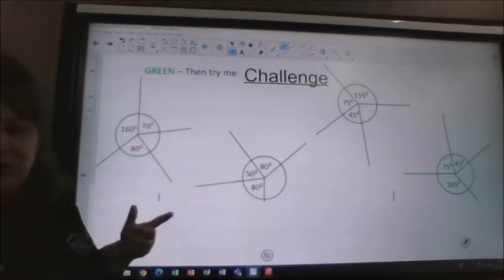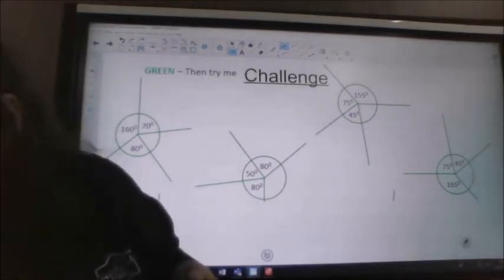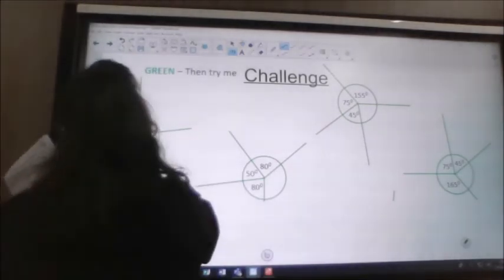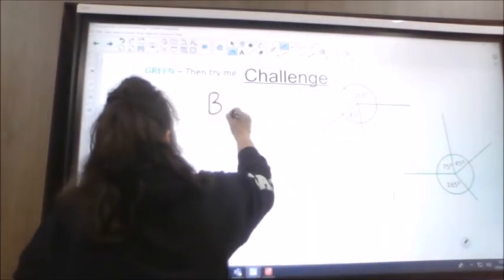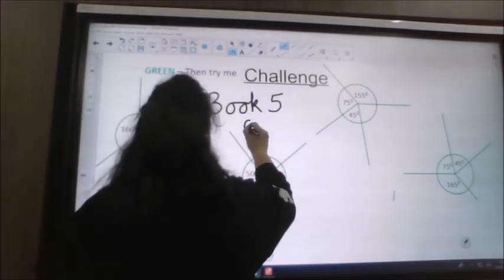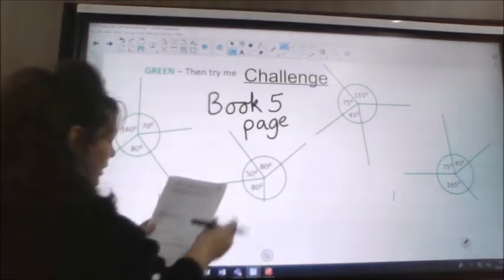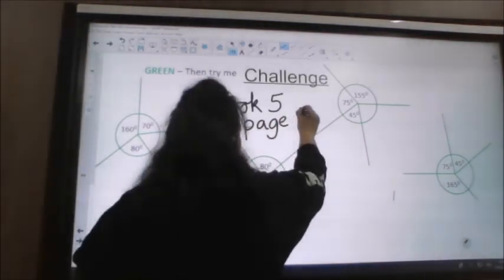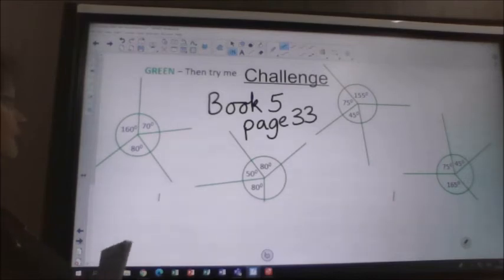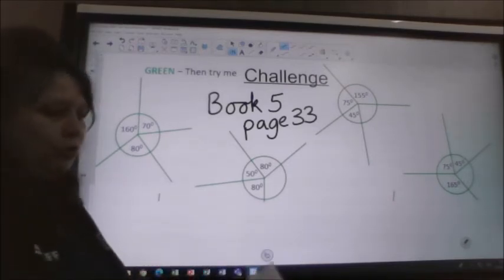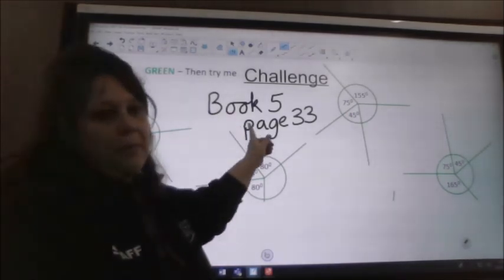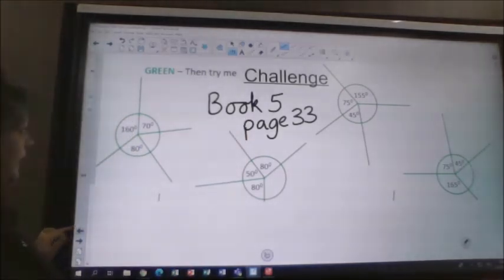And then you're going to go to your book next. So you are going to go to your book 5. And you're going to have a look at page, and I have written it on the previous slide, page 33. Now you're going to have a little look at questions 1 and 2. And when you've had a go at that page, those questions, let's recap.